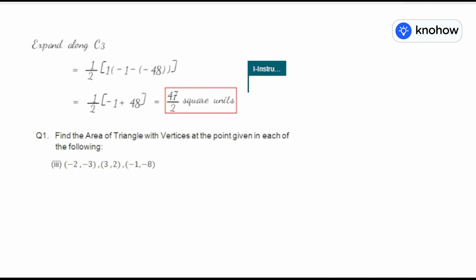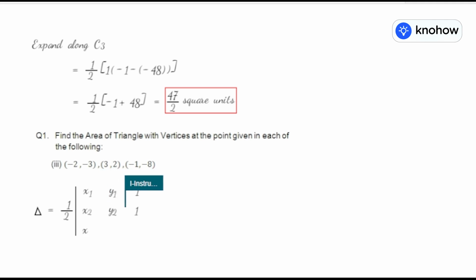Now the next part, the last part of question 1, the area of triangle. You are expected to first write the formula: x1, y1, 1, x2, y2, 1, x3, y3, 1, where x1, y1, x2, y2, x3, y3 are the coordinates of the points. And now substitute the coordinates. The coordinates of the first point are negative 2, negative 3, 1. So you get 3, 2, 1, the elements of the second row. And in the third row you should write negative 1, negative 8, 1.